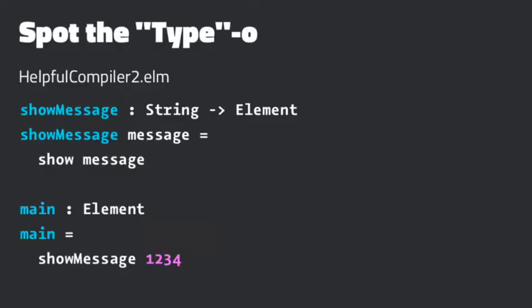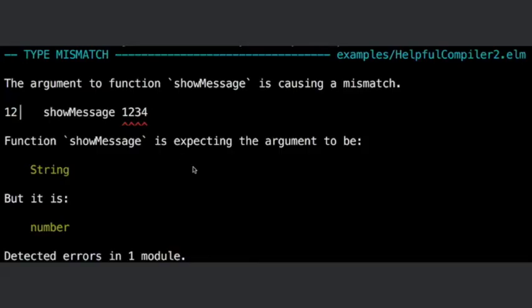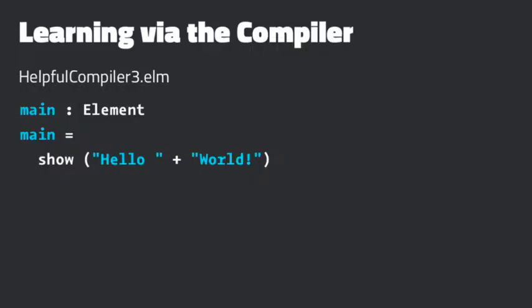Here I have a typo where I'm trying to pass an int into a string. So Elm is strongly typed. So what does it do in this case? Well, this one's kind of obvious. It goes, well, you passed in a number instead of a string. So this is really just to point out Elm is strongly typed and tries to be really helpful about it. You can also define your types and things like that, and you get nice little error messages.